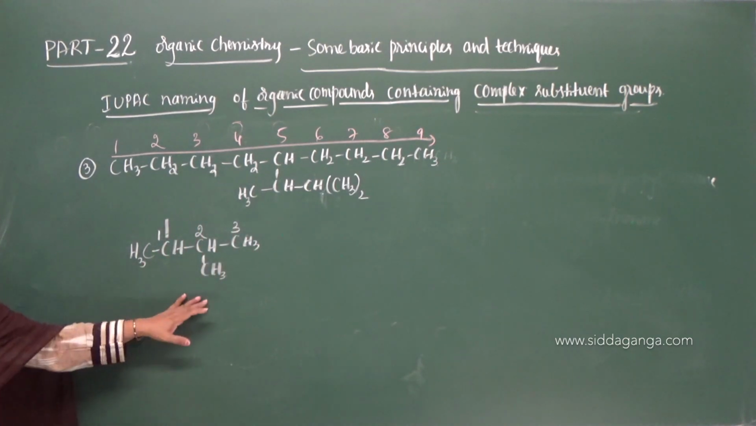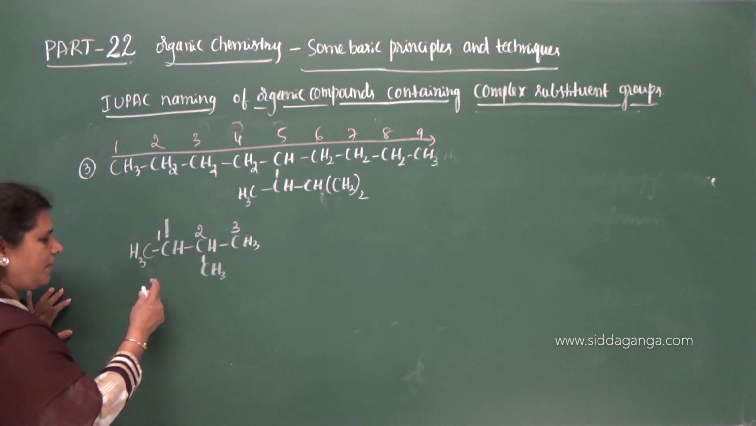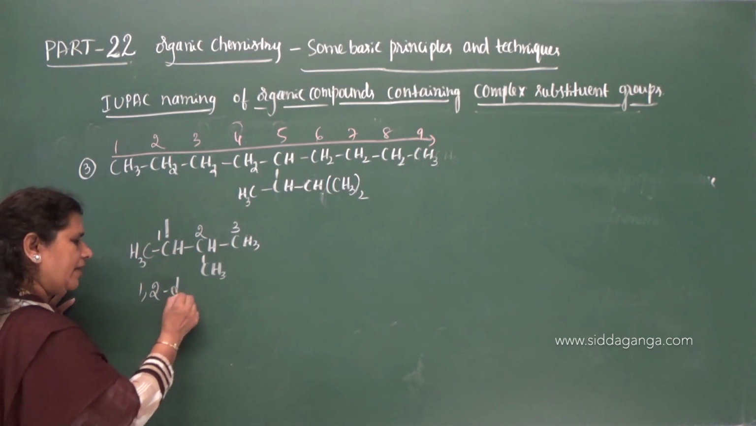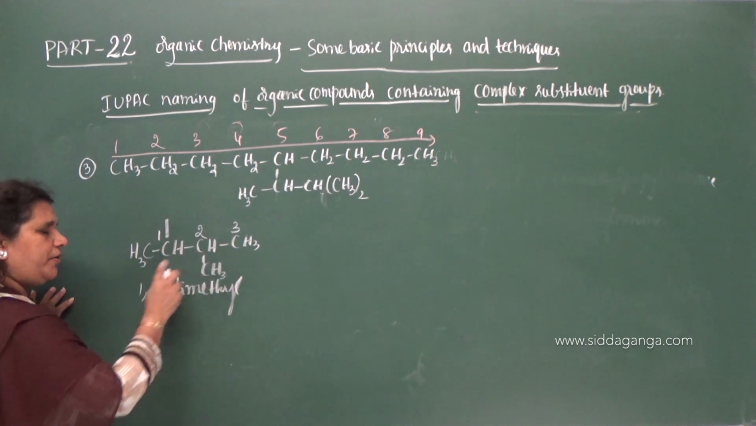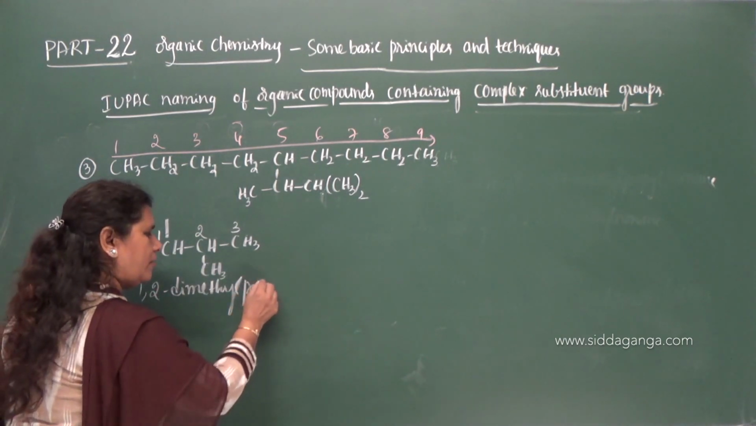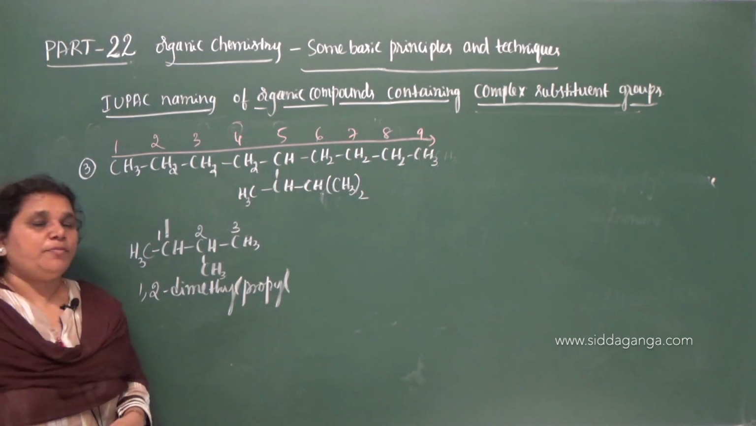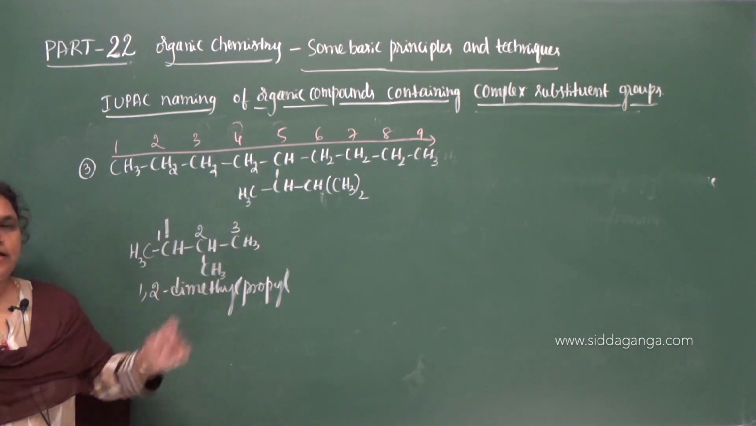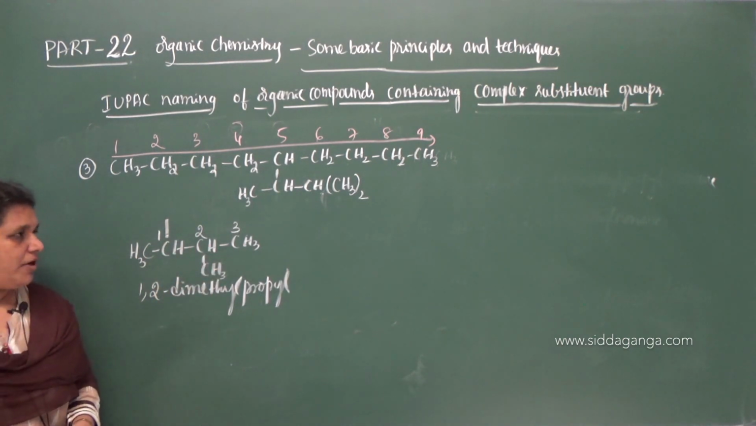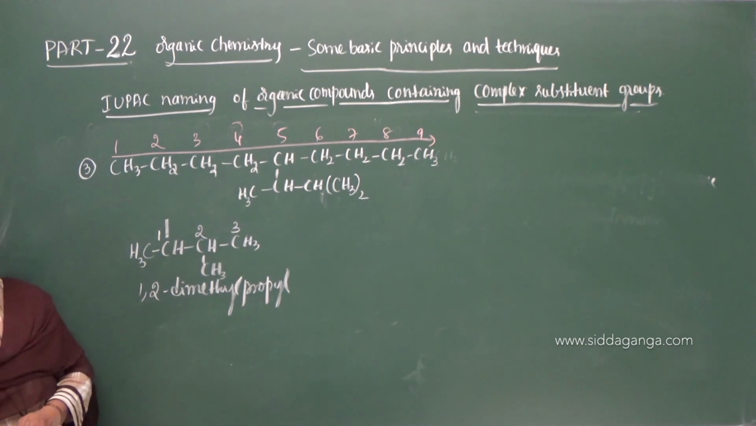Then what is the name? Rewrite the name of the compound here. 1, 2 dimethyl propyl. So 1, 2 dimethyl propyl is the IUPAC name of this complex substituent group which is present on the 5th carbon, and a very simple name.